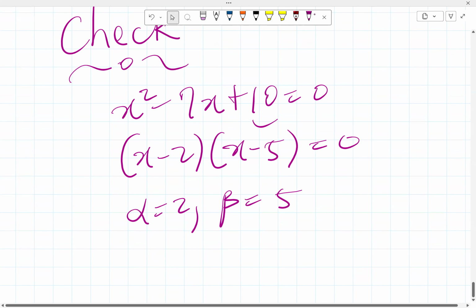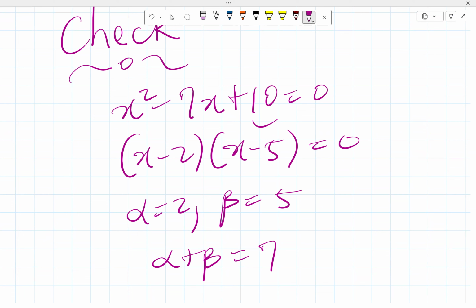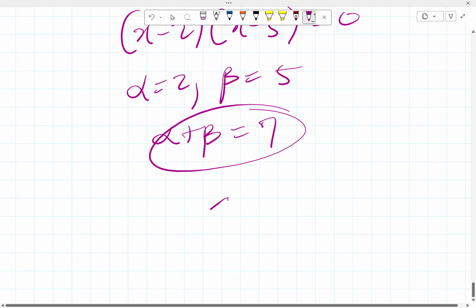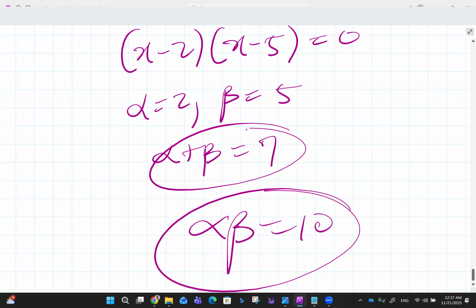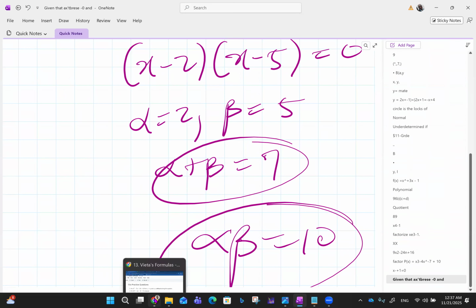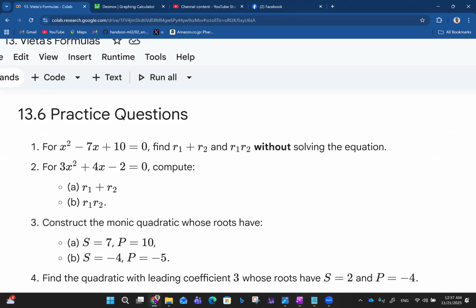So you can see that alpha plus beta really is 7, and then alpha beta really is 10. That's how you go about that. Okay. So I think you can try other questions.